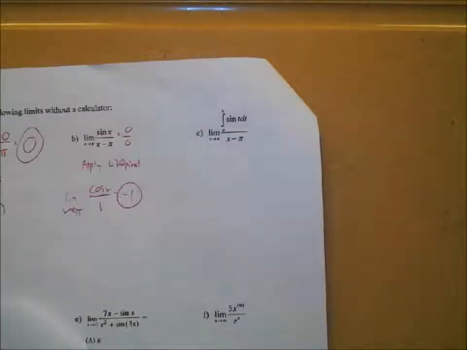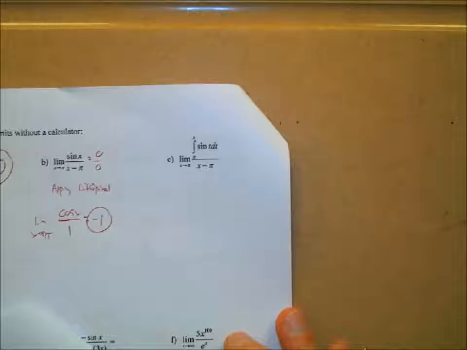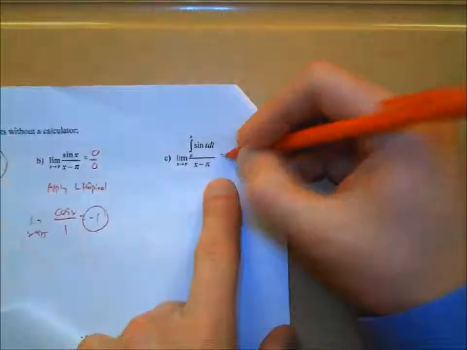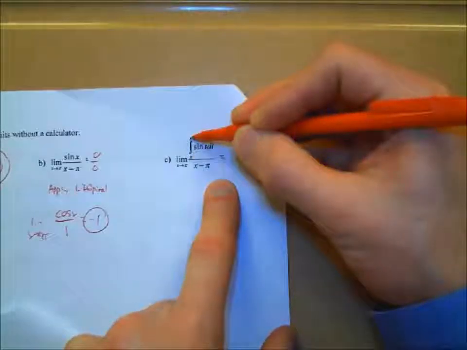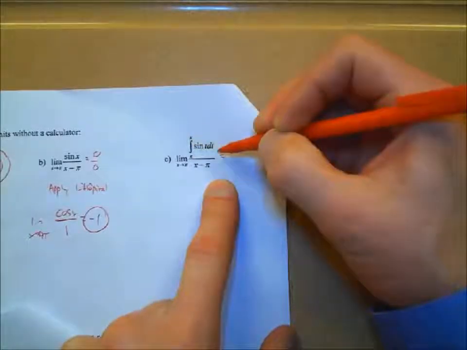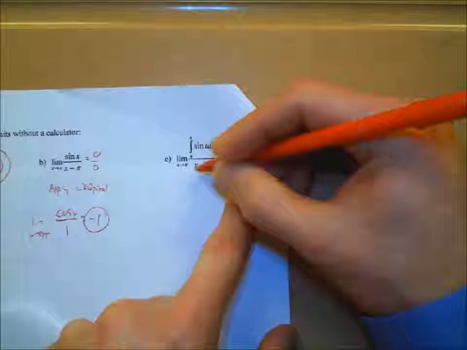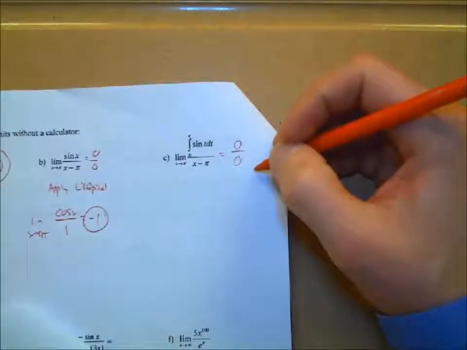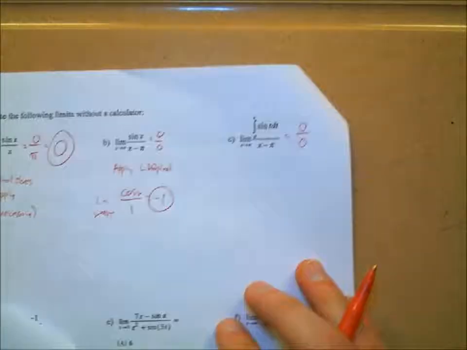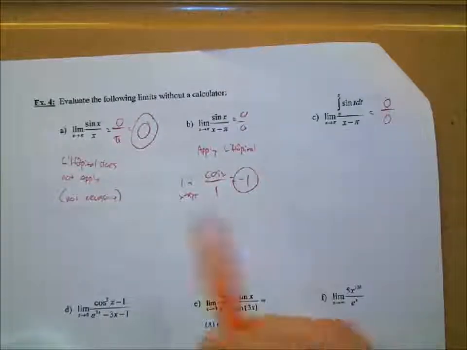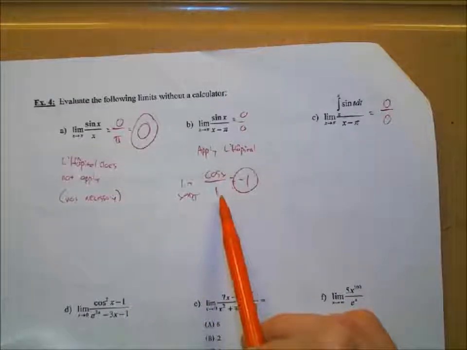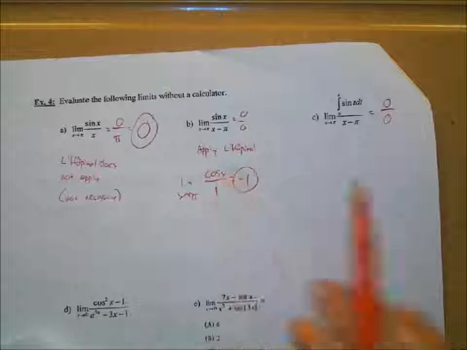Okay, moving on. So now, this one, we do get indeterminate form. So we will apply L'Hopital. Okay, and so we end up with cosine x over 1. And so we get negative 1 then. Right, cosine of pi is negative 1. So negative 1 over 1, negative 1.